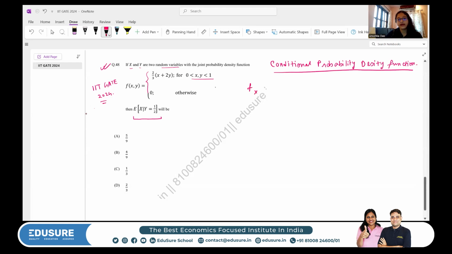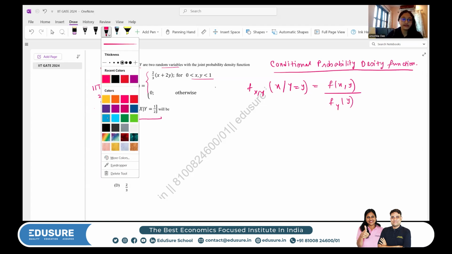Now, how do you find that out? This will be simply this. So the conditional density of x given y, what will this be? In the numerator, you have this joint density function, and in the denominator, you have the marginal distribution of y, right? So this is the conditional distribution, and you have to know this conditional probability density function in order to find the conditional expectation, right? So now let us do that.